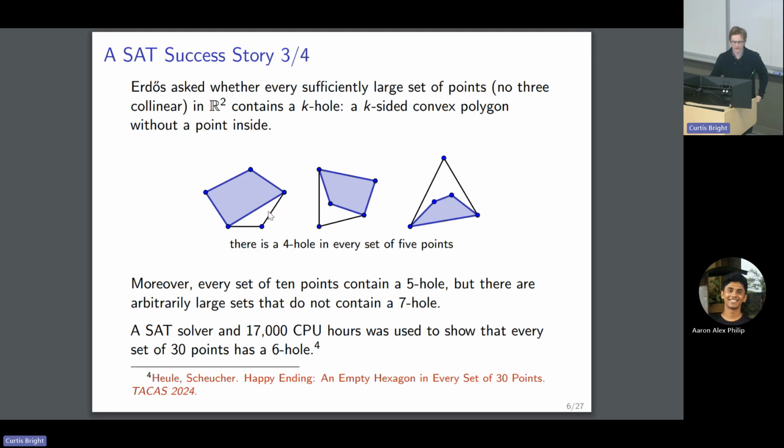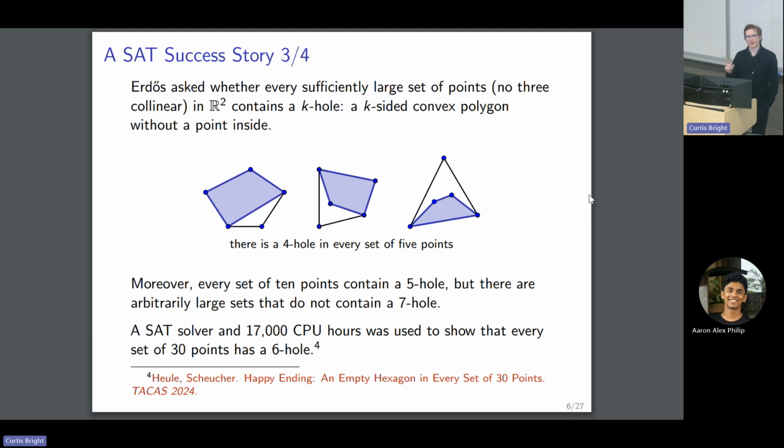So here's an example. Here's 3 examples of 4-holes, right? So this is a 4-hole because it's a quadrilateral, 4 points, but there's no point inside. Each of these has no point inside. And the question that Erdos asked is, is it the case that there always must exist a 4-hole if you have a large enough set of points? And it's true. If you have 5 points, as you can see here, each of these has a 4-hole. In fact, any set of 5 points is going to have a 4-hole. In fact, any set of 10 points is going to have a 5-hole.